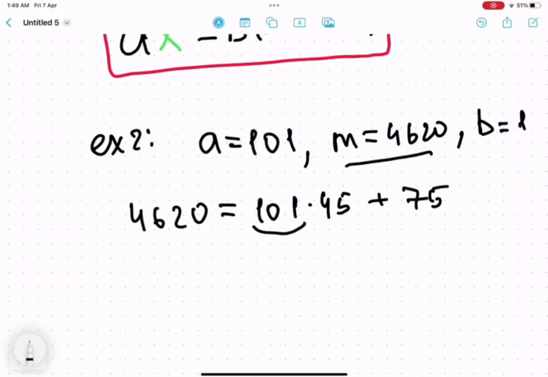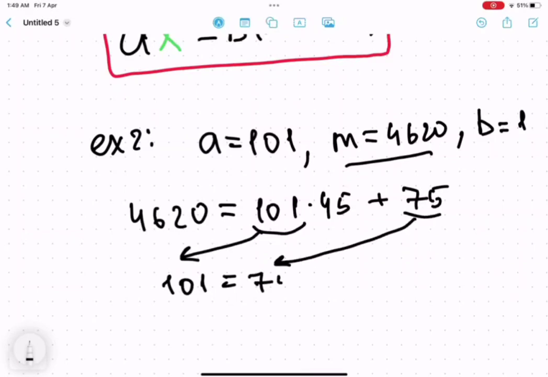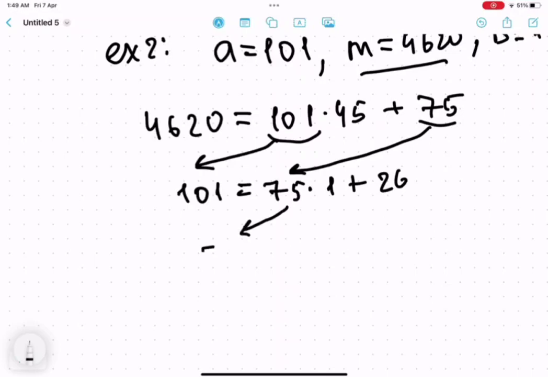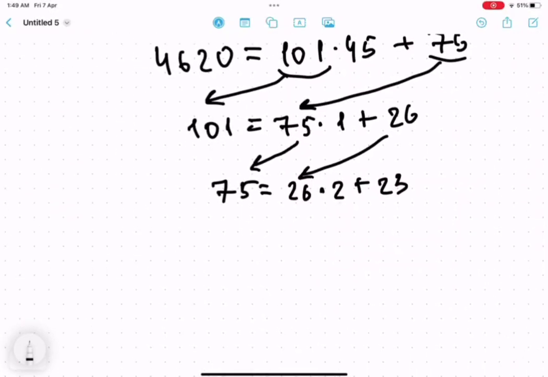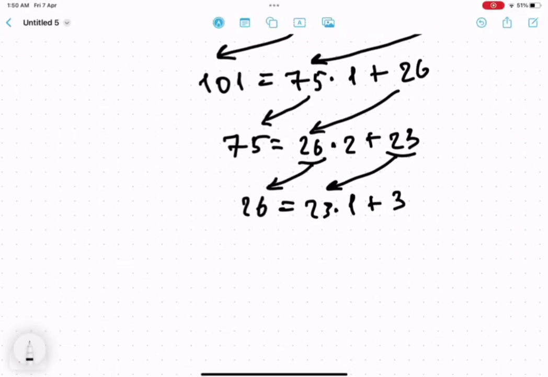And here we put this multiplier and do a similar thing with the remainder. 101 equals 75 multiplied by 1 plus 26 as a remainder. We put 75 here and do the same with the remainder 26: 75 equals 2 times 26 plus 23 as a remainder. We put again the multiplier here and a remainder here. 26 equals 23 times 1 plus 3. We should do this operation until we reach 1, because we need the greatest common divisor to be 1.